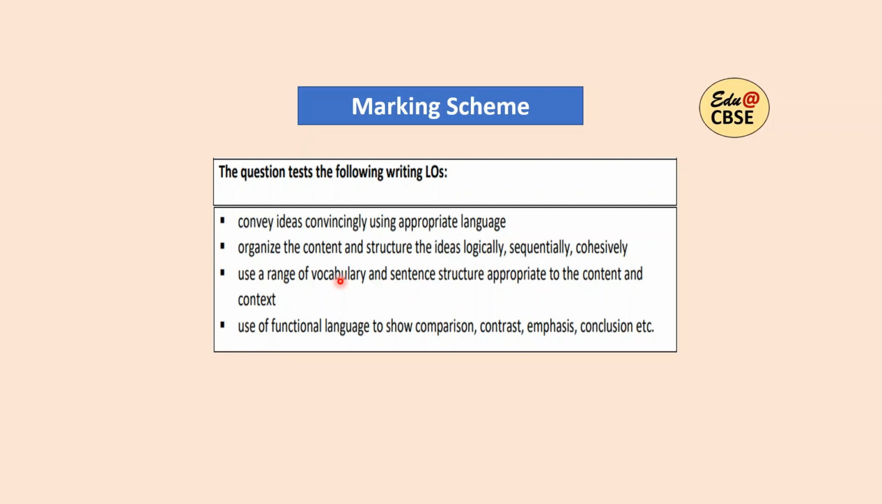Then is a range of vocabulary. So they are going to test your vocabulary. It should be rich and sentence structure. So you have to use different sentence structures. A repetition जो है वो नहीं होनी चाहिए, ना तो vocabulary की ना sentence structure की. And after that, use of functional language to show comparison, contrast and emphasis. So when you have to show comparison and contrast, there is a proper functional language that is to be used. So we will be using that in our answer.